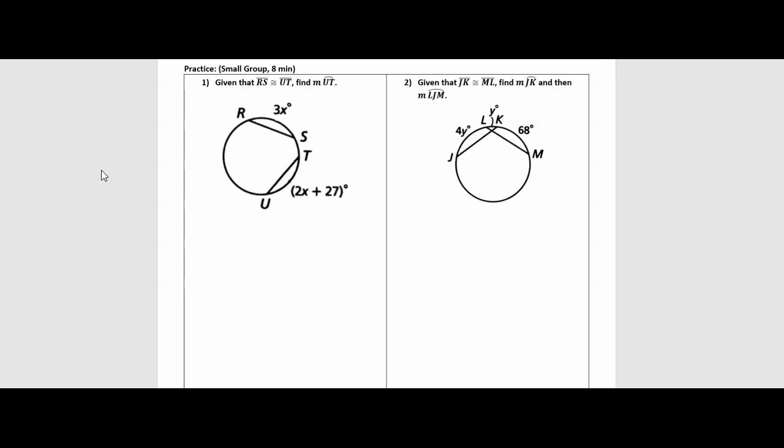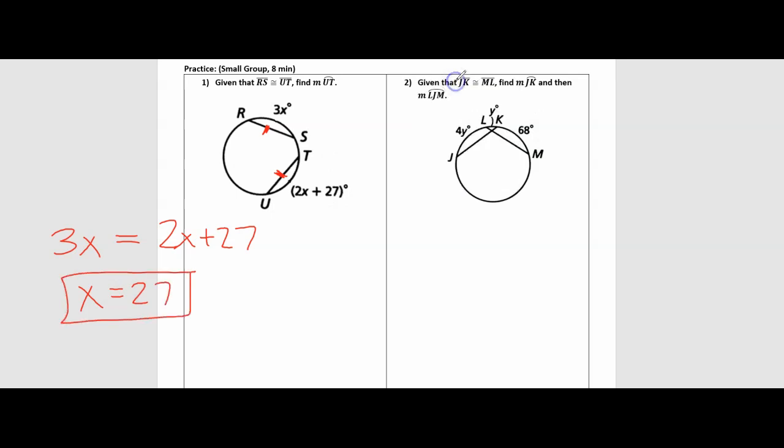Okay, so we know that congruent chords have congruent arcs. So the arc for RS is 3x. So we know that 3x is going to be equal to 2x plus 27. And again, that's because we know that these two segments are congruent, so the arcs associated with those chords are congruent as well. If I subtract 2x from both sides, I get x is equal to 27.